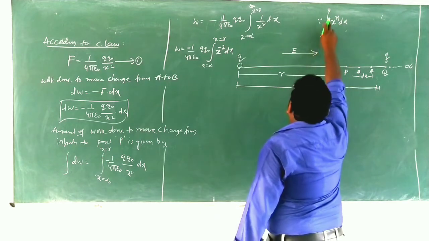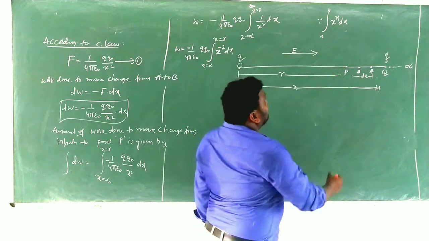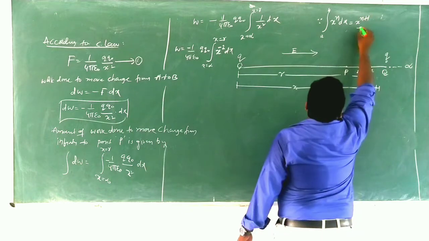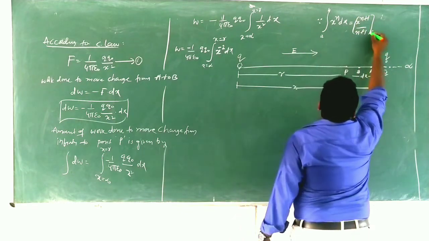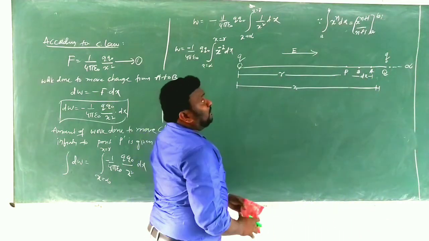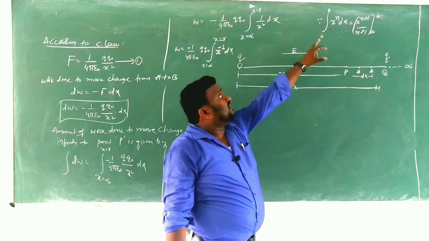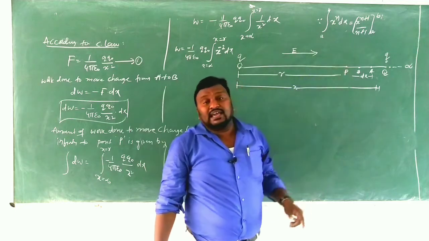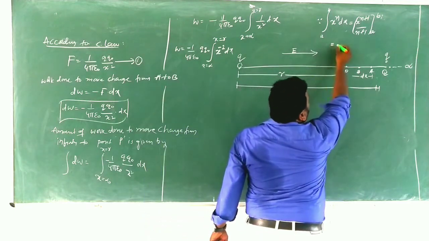A is the lower limit and b is the upper limit, integral of x to the power of n dx. For that, the formula is x to the power of n plus 1 by n plus 1, and limits are a to b. Clear? So this is the general formula you have to remember. In integration mathematics we have formulas like this: integral x to the power of n dx is equal to x to the power of n plus 1 by n plus 1.